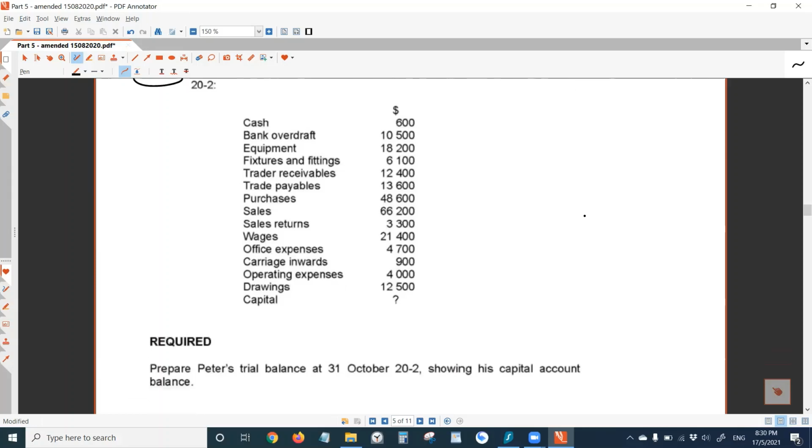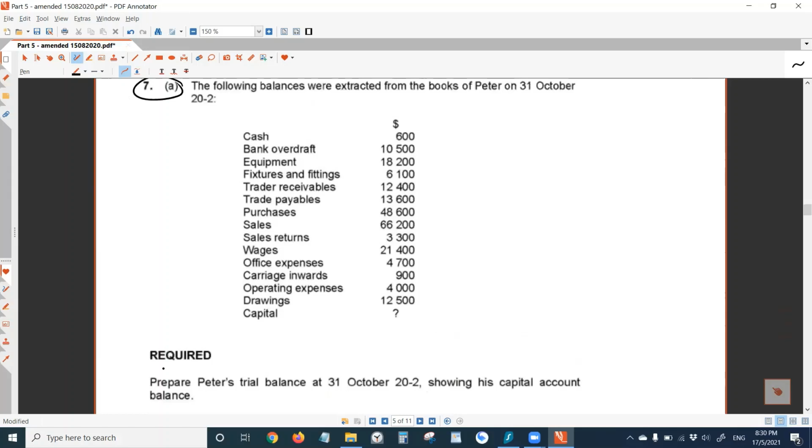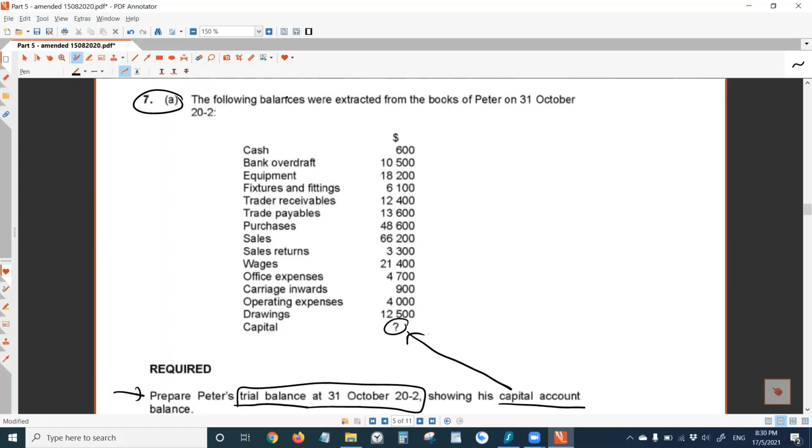To do this question, we read the requirement first. The sentence here: prepare Peter's trial balance at this day, showing his capital account balance. That means you have to find this missing number yourself. That's what the question wants you to do. And the first sentence on top says balances were extracted. Balances were extracted from the books of Peter on this day.